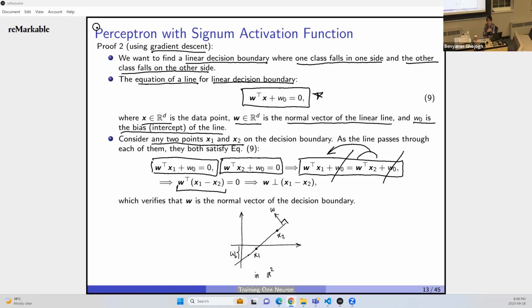When I say x transpose y equals 0, two vectors, their inner product is 0, what do I mean? They're perpendicular to each other. Therefore, exactly, W is perpendicular to x1 minus x2. This also is a proof of why W is a normal vector. So what is x1 minus x2? The vector connecting x2 to x1. This is exactly this vector. And this is W. We just proved that W is also a normal vector.